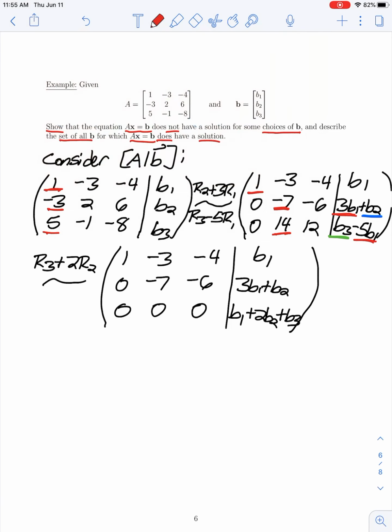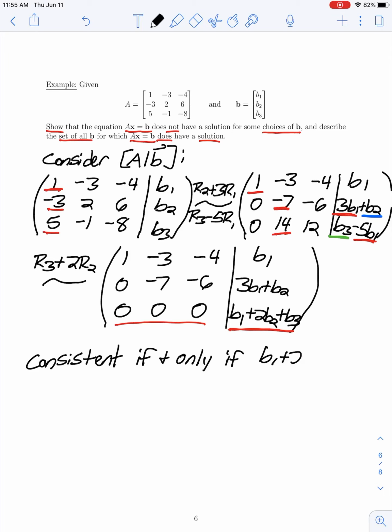So again, we see that in echelon form, not reduced row echelon form here, our last row is a row of all zeros, and the only way that this system is consistent is if the constant on the right-hand side is also equal to 0. So here we could say that this is consistent if and only if the sum b1 plus 2b2 plus b3 is 0.